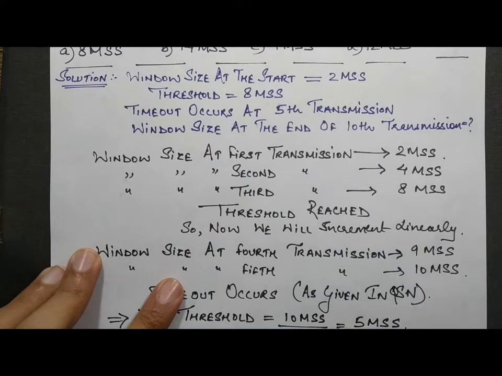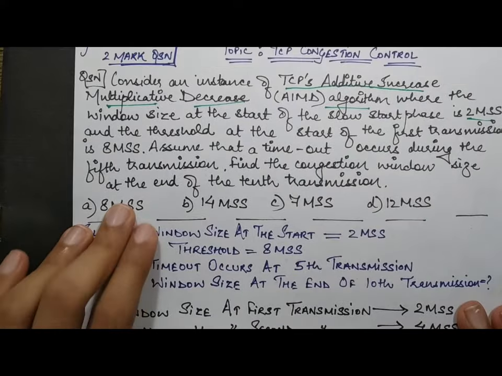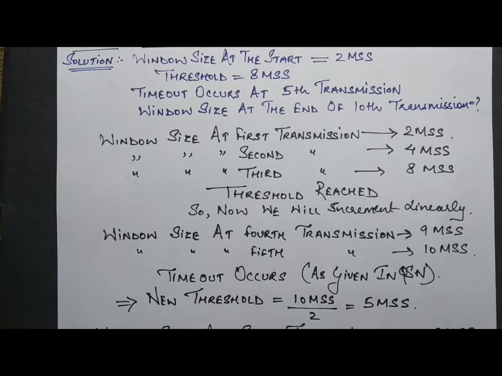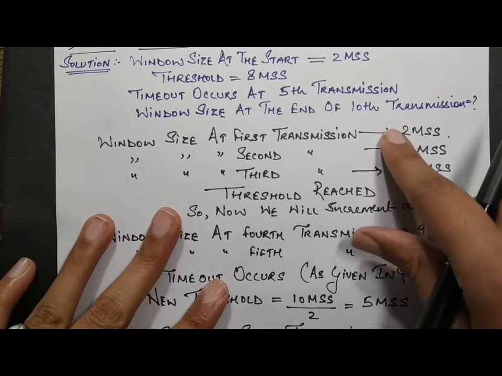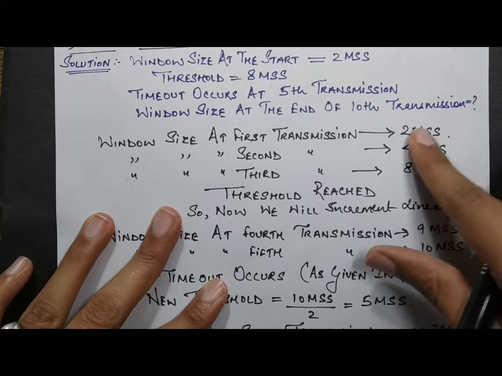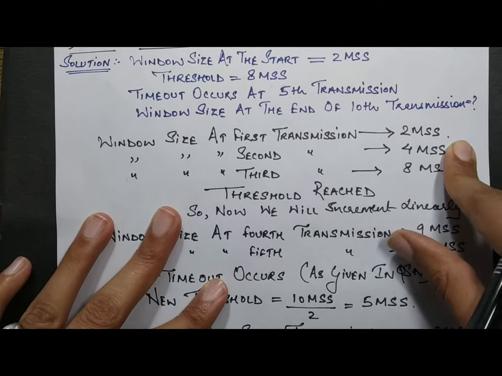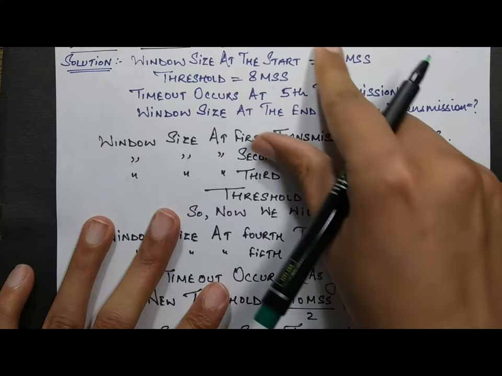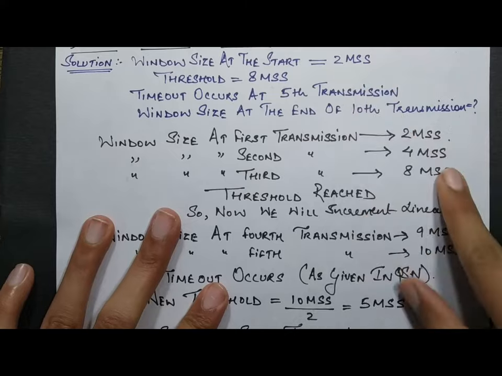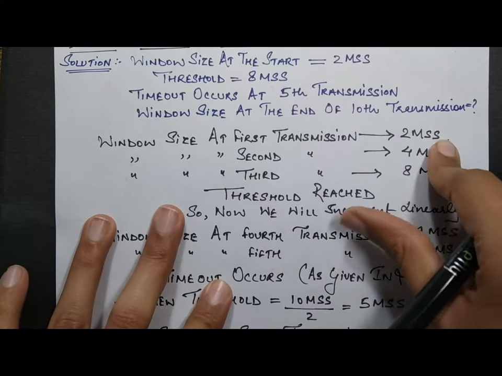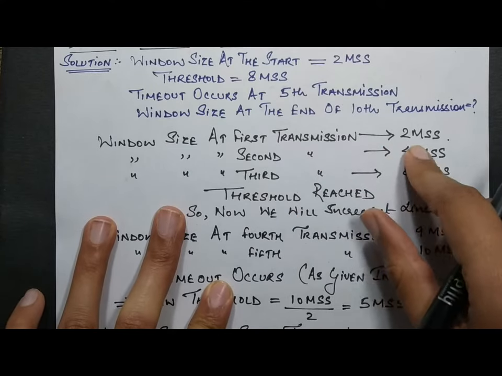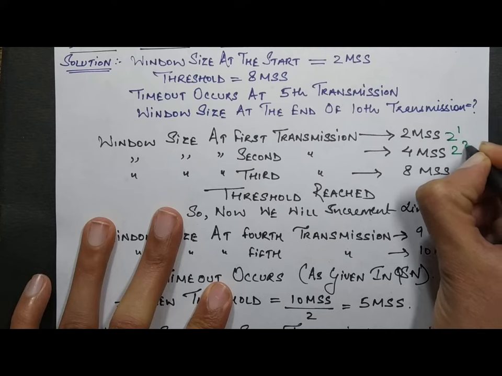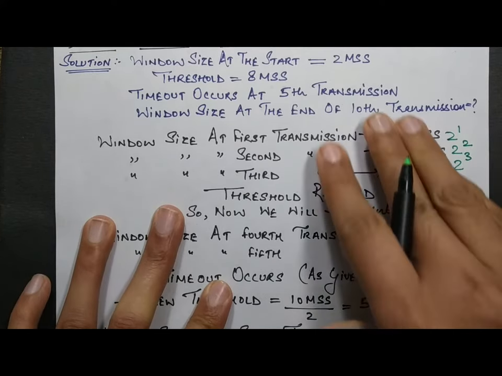Now, the concept over here is what? In TCP's additive increase, multiplicative decrease algorithm, when you are transmitting, you actually transmit in powers of 2 multiplied with the maximum segment size. The first transmission was 2 MSS, just as given in the question. In the second transmission, you multiply it by 2, or you increase the power by 1. So this is 2 to power 1, this is 2 to power 2, this is 2 to power 3. This is what I mean by powers of 2.